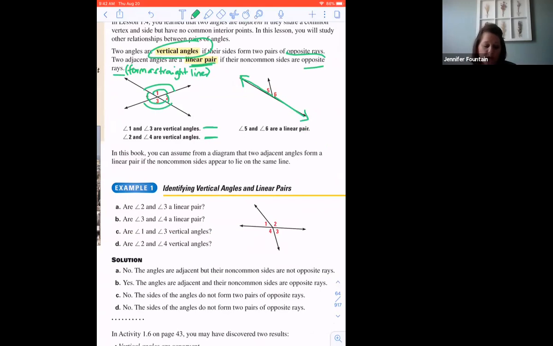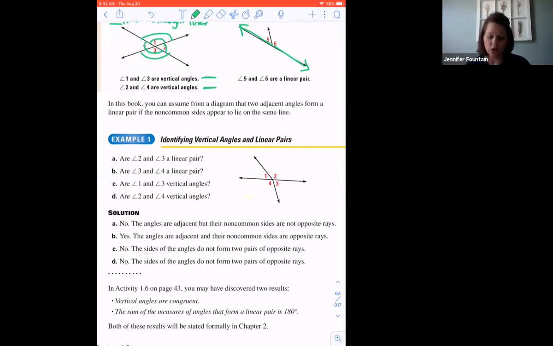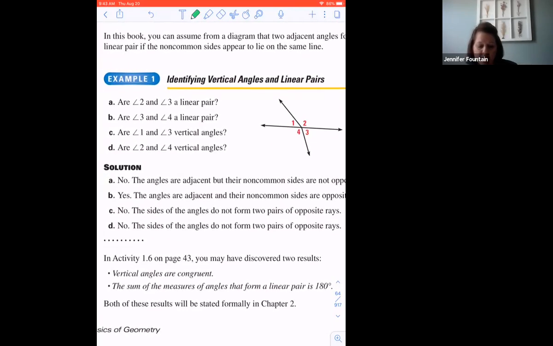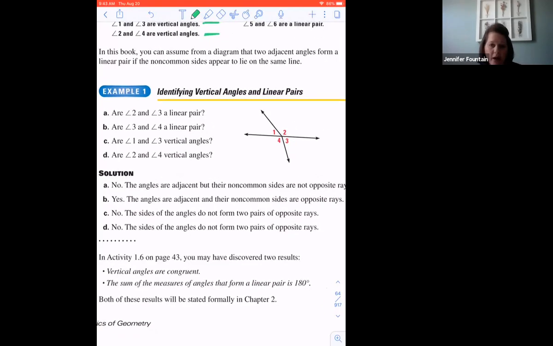All right, so example 1 says we are identifying vertical angles and linear pairs. All right, let's look at 2 and 3. It says, are 2 and 3 a linear pair? So I'm looking at 2 and 3. Look at their opposite angles, or look at their non-adjacent sides. Notice that this ray is going out this way and this one is going this way. It is not forming a straight line.